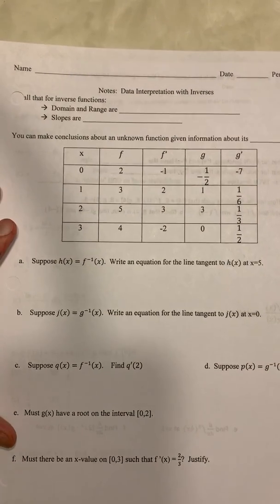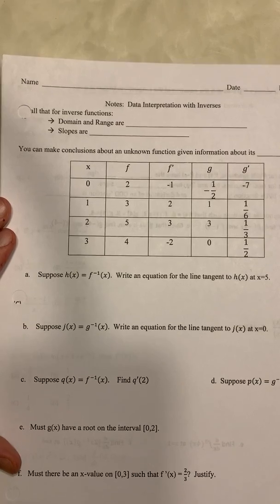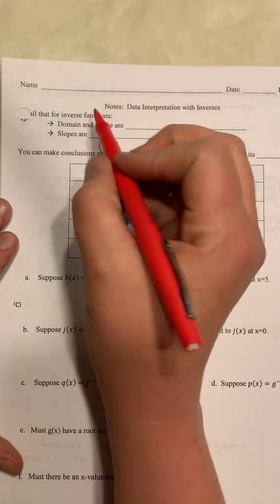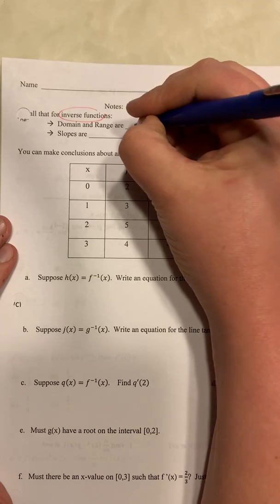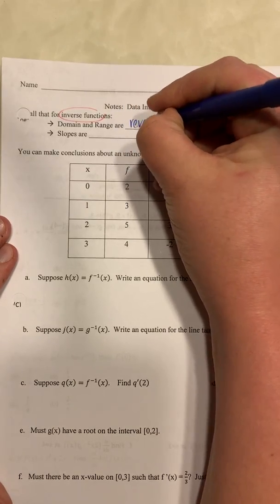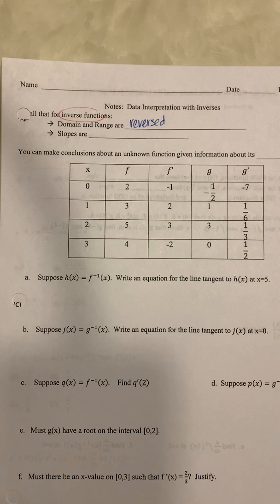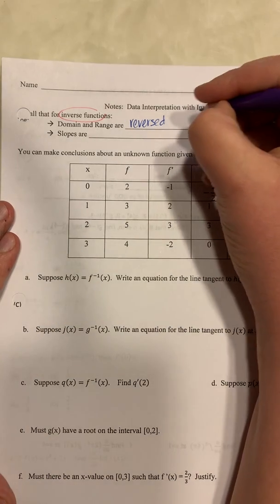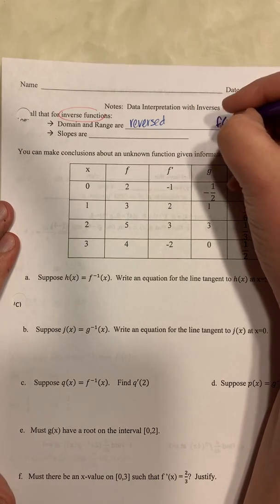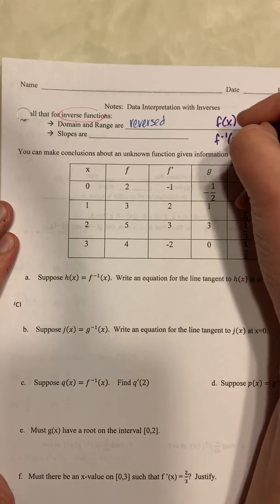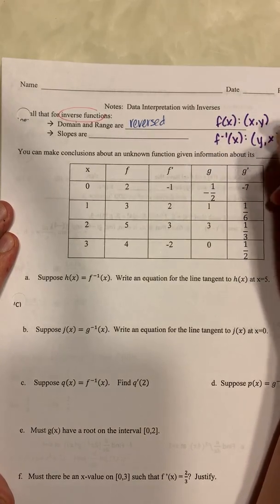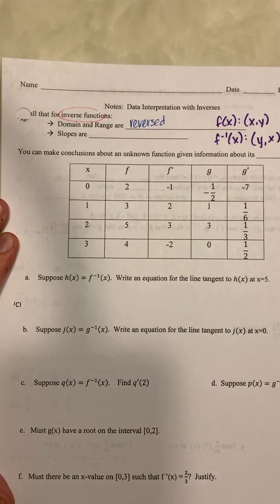So take a look at the top. These notes should be relatively quick. Remember, for inverse functions, which we've been covering the last couple of days, your domain and range are swapped, or reversed. So the domain of f is the range of the inverse and vice versa. If your original point on f of x is (x, y), then on f inverse of x, the point would be (y, x). They're backwards from each other.